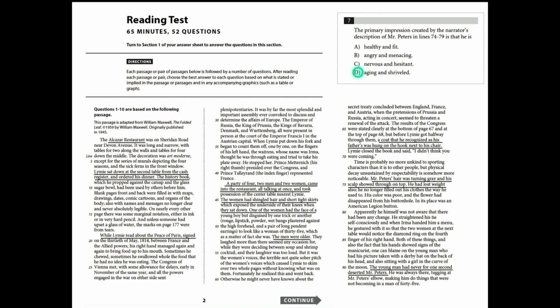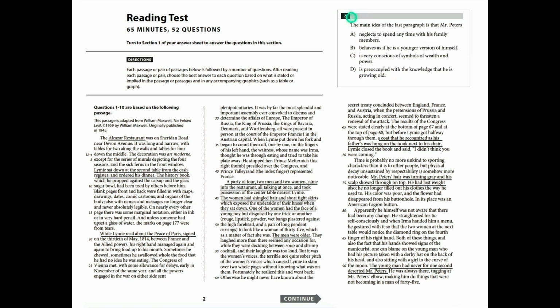Once again, the correct answer choice is going to restate or rephrase something in a passage. Once again, this question is asking us what the impression is created by the narrator's description of Mr. Peters in lines 74 to 79, which is that he is getting old and he's getting shriveled. D, the correct answer. We'll go on to question 8.